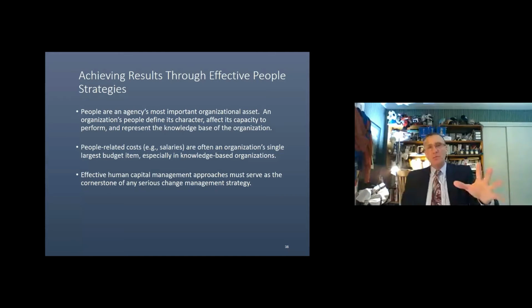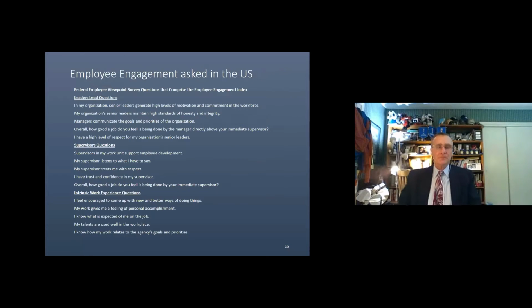People are also important because in many organizations they're a large cost driver for the organization. The bottom line, as we've been alluding to or speaking directly to throughout the session, is that effective human capital approaches are going to be the cornerstone of any serious change management strategy. The breakdowns in all of these whole of government plans that I've been talking about, as you saw, have been because we have not had good change management strategies in place for people.